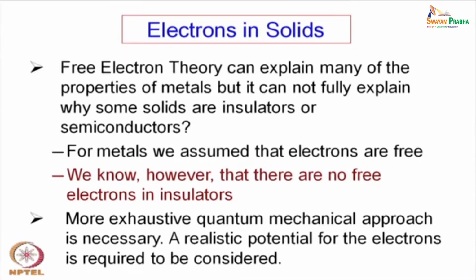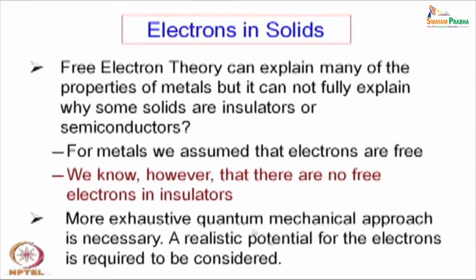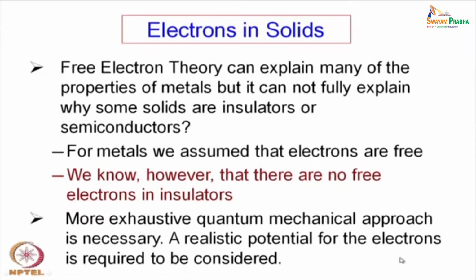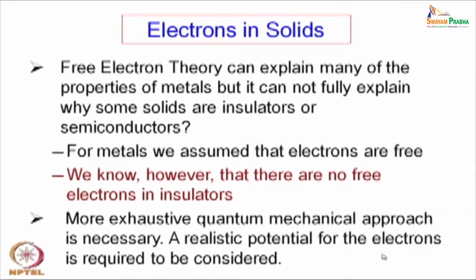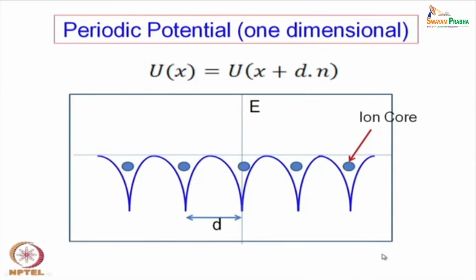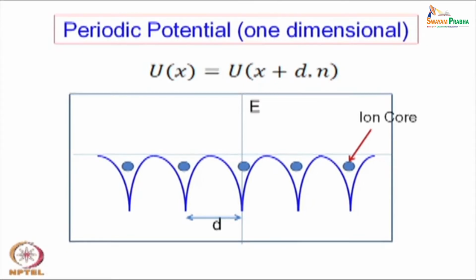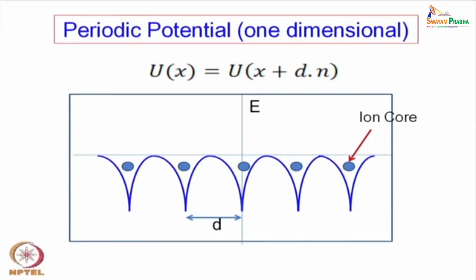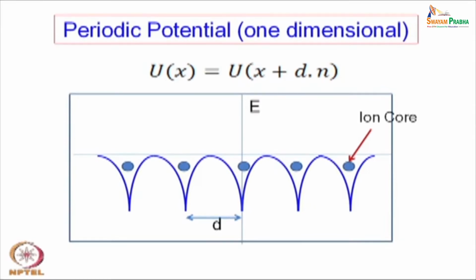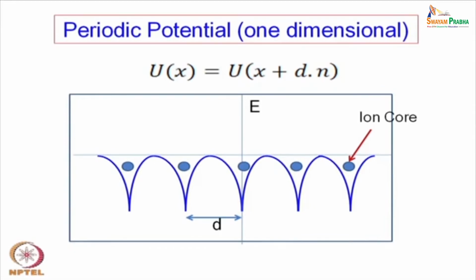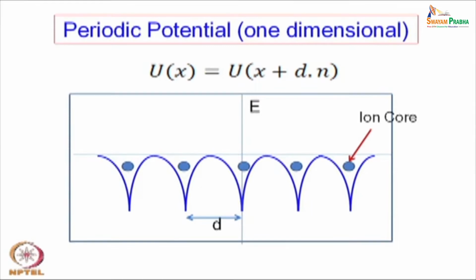Possibly not, and that is the basis of the band model. A more exhaustive quantum mechanical approach is necessary. A realistic potential for electrons is required to be considered. So, what is that realistic potential? Well, in the free electron theory we considered that the potential is constant. In fact, in this band model it has been assumed that the potential is really not constant, which now everybody believes is more realistic.